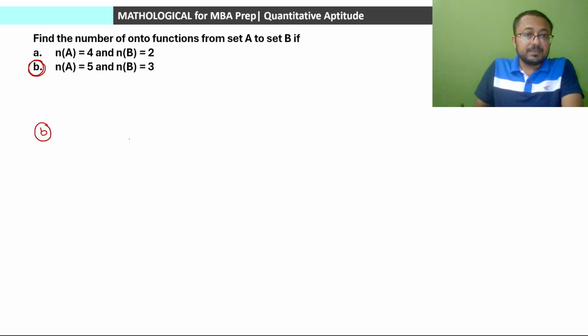अब थोड़ा सा चीज़ें बदलेंगी। देखो, again function is defined from set A to set B and number of elements in set A are 5. Let us say those are 1, 2, 3, 4 and 5, and number of elements in set B is equal to 3. Let us say those are P, Q and R. Okay.